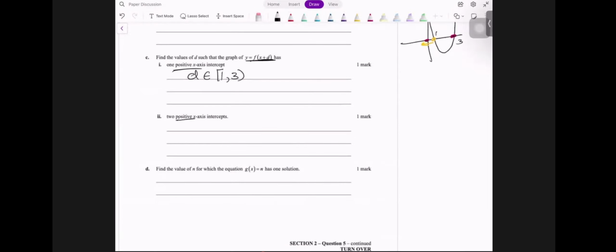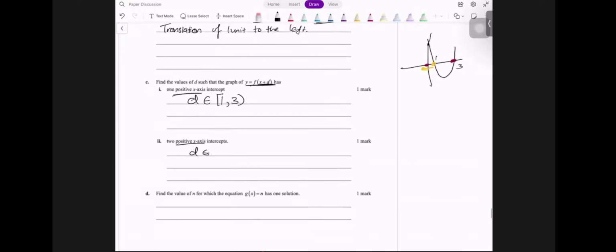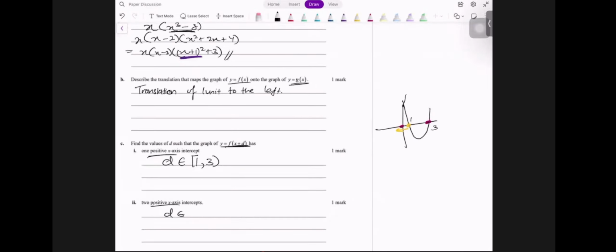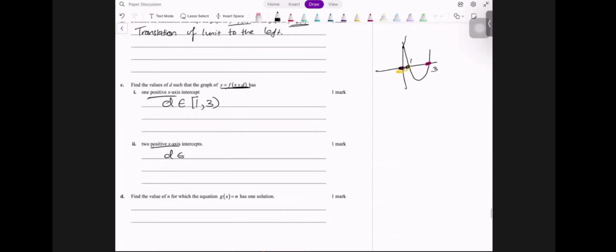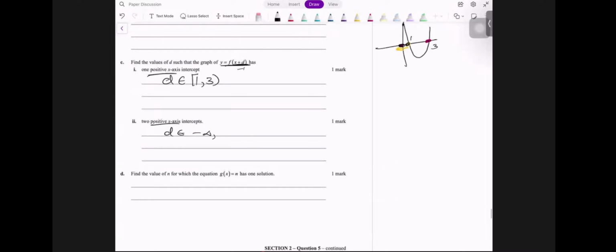Now you're looking for 2 positive intercepts. Well, you're looking to try and shift the graph more to the right rather than to the left. So we know that for the minimum value, this 1 has to be onto here, but we want 2 positive, so 1 can't be included. And if we try to shift the graph to the right, we have to sub in negative numbers so that the graph shifts to the right. So therefore, you're looking at negative infinity to 1, exclusive for both.